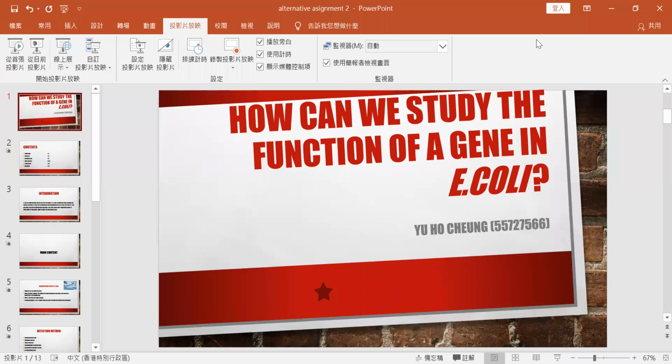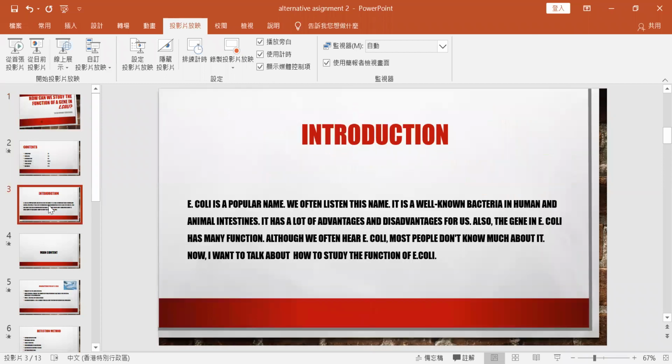Today I want to talk about how we can study the function of a gene in E. coli. E. coli is a popular name. We often hear this name. It has a lot of advantages and disadvantages for us, but most people don't know much about it. So today I want to talk about how to study the function.